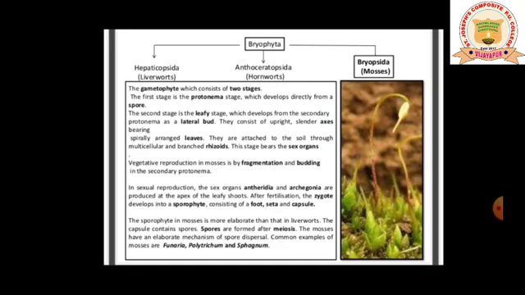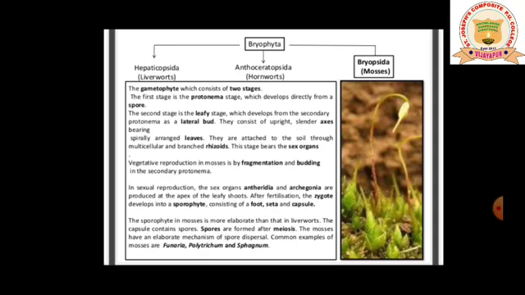Vegetative reproduction in mosses is by fragmentation and budding in the secondary protonema. In sexual reproduction, the sex organs Antheridia, the male reproductive organ, and Archegonia, the female reproductive organ, are produced at the time of the leafy shoot. After fertilization, the zygote develops into a sporophyte consisting of foot, seta and capsule. In sexual reproduction, you are going to see Antheridium and Archegonium as male and female reproductive structures. They are produced on the apex of the leafy shoot. At the tip of the leafy shoot, they are going to grow.